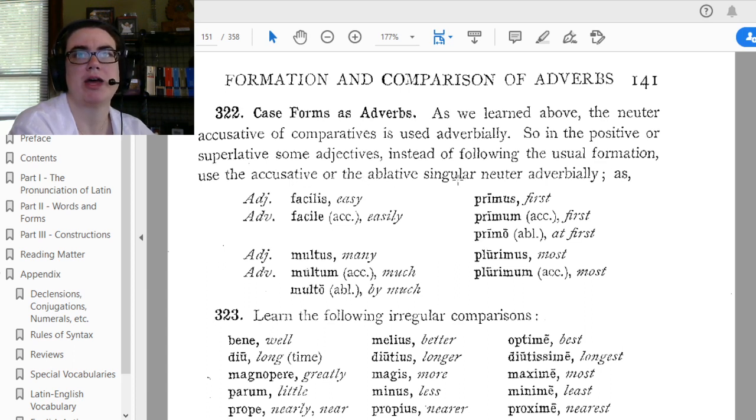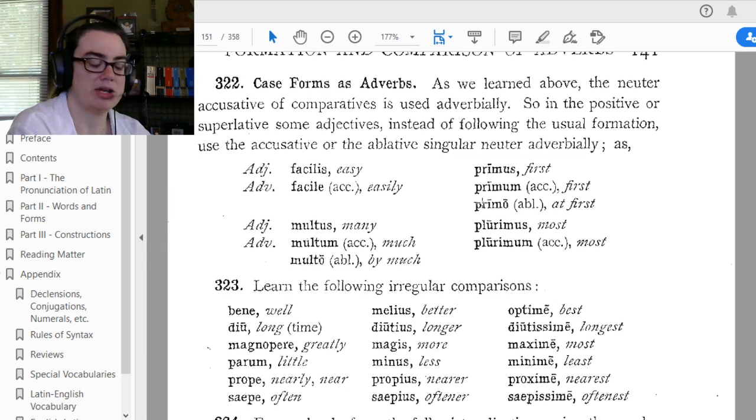Sometimes you can use the accusative or the ablative singular neuter like an adverb. Facilis, facile, so it should be faciliter, but here the accusative is just used for easily. Multum gets used as much, a lot. So get used to seeing multum meaning a lot, adverbially. Same with primum here, the accusative working as an adverb.